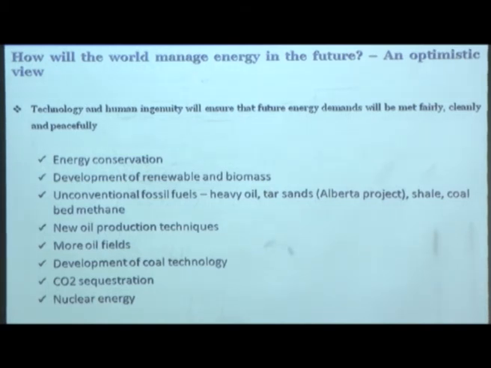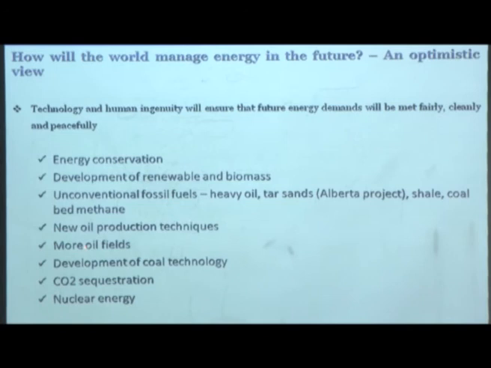So coal bed methane is also being explored. Not only is it because of the biological remains, it's also because the ocean absorbs a lot of CO2. Finally, through biological processes, it gets converted to methane and it is stored. The largest sink for CO2 is the ocean. Okay. Then, new oil production techniques have to be developed.